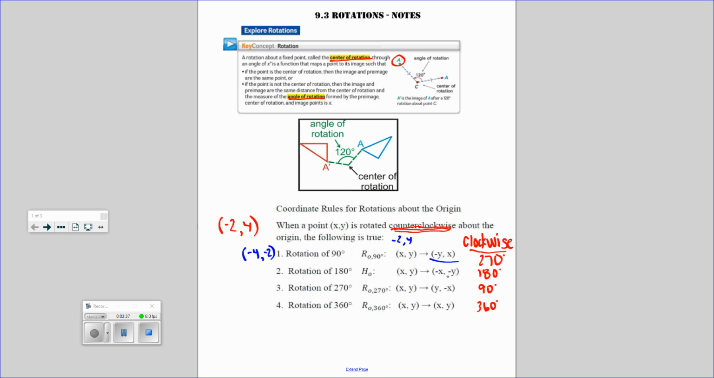If we're looking at the 180 rotation, here's our original point. In our new point, x and y stay in their same location. It's just opposite signs. So we're going to have a +2 and a -4.